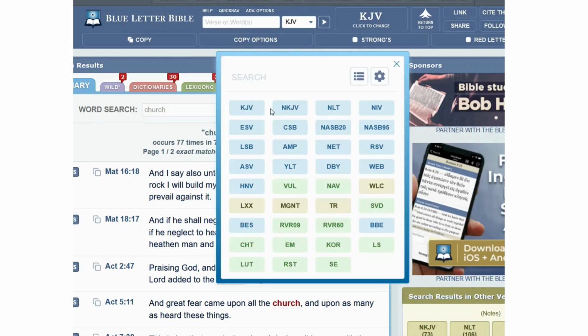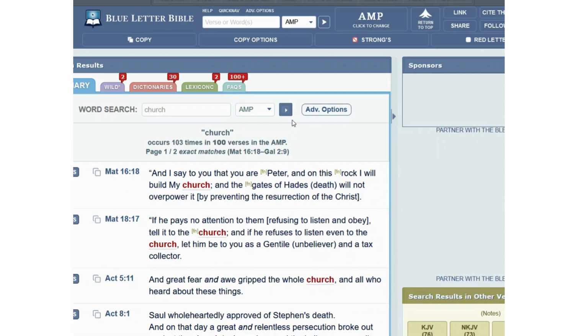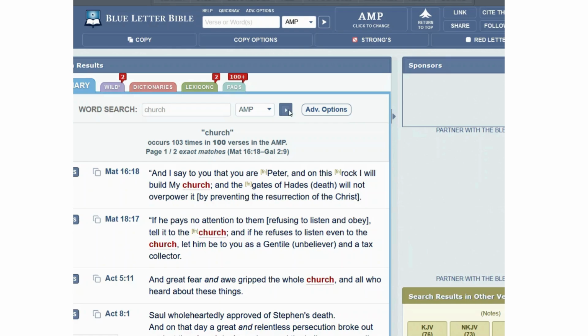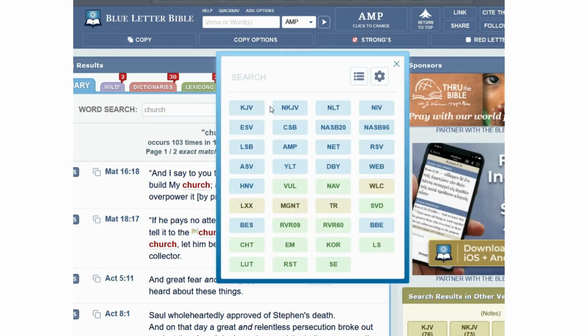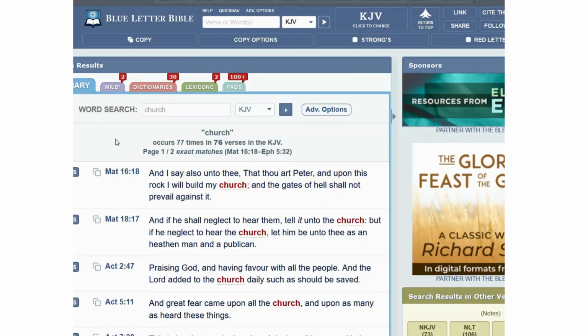So let's see what happens if we change the version of scripture that we're going to look through. Now I'm going to click the Amplified Bible and click this, and now it has changed it to 103 times and 100 verses. So this is why I wanted you to notice this in case when you come to study, and if you use this tool, this is something that I've found that I had to pay attention to.